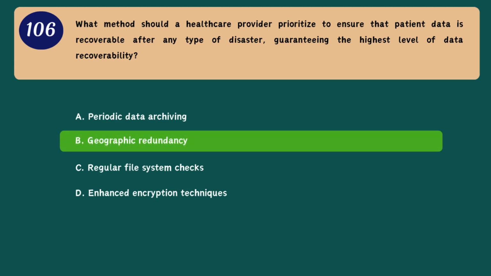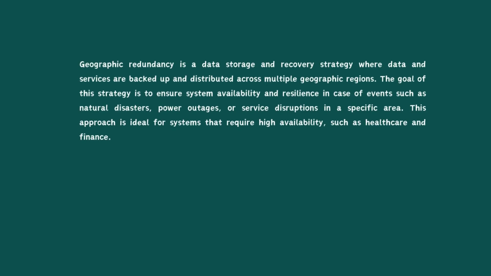Correct answer. B. Geographic redundancy. Geographic redundancy is a data storage and recovery strategy where data and services are backed up and distributed across multiple geographic regions. The goal of this strategy is to ensure system availability and resilience in case of events such as natural disasters, power outages, or service disruptions in a specific area. This approach is ideal for systems that require high availability, such as healthcare and finance.